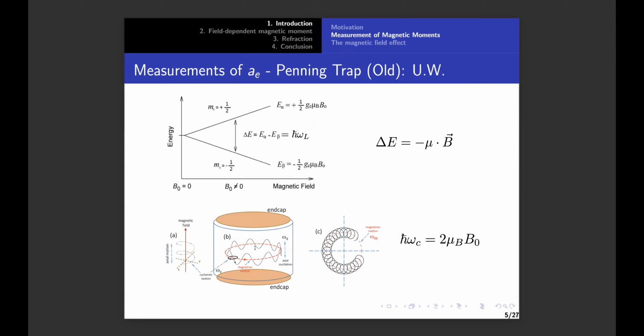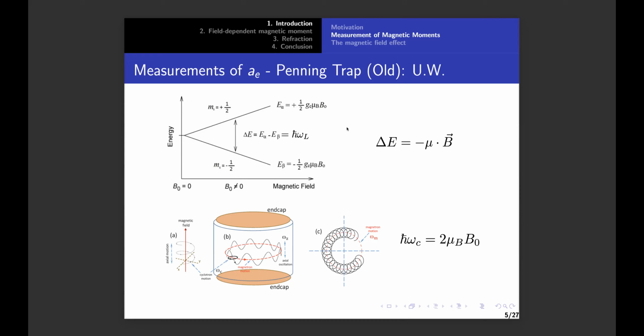So let me talk about how to measure the magnetic moment. It's very simple. If you apply an external magnetic field, then depending on the magnetic moment or the spin, the energy level splits like this. By measuring this energy difference between spin up or down, it's called the Larmor frequency. But this depends on the g factor times the Bohr magneton times the magnetic field. So in order to extract this g factor, we have to measure the Bohr magneton and the magnetic field B, which was done by measuring the cyclotron frequency.